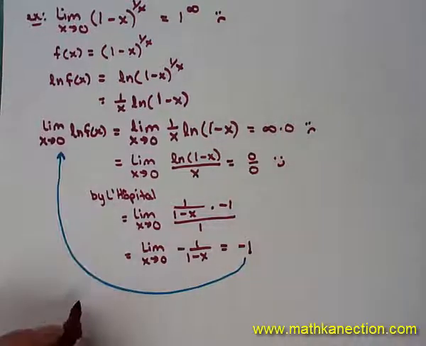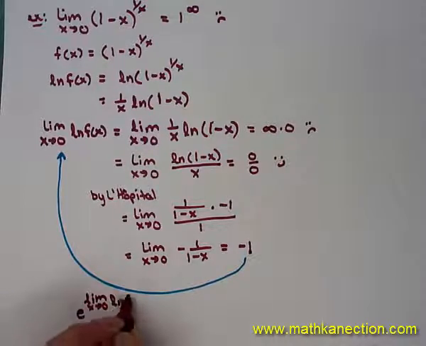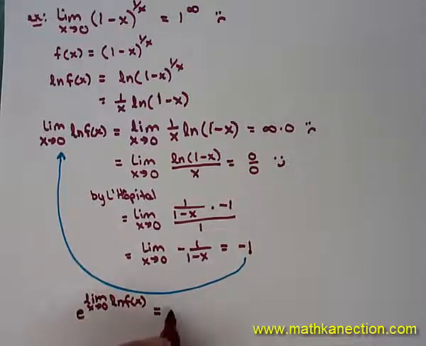But then remember we used the natural log, so we have to anti-log both sides. So raising to the e, we have e to the negative 1, which is also 1 over e.